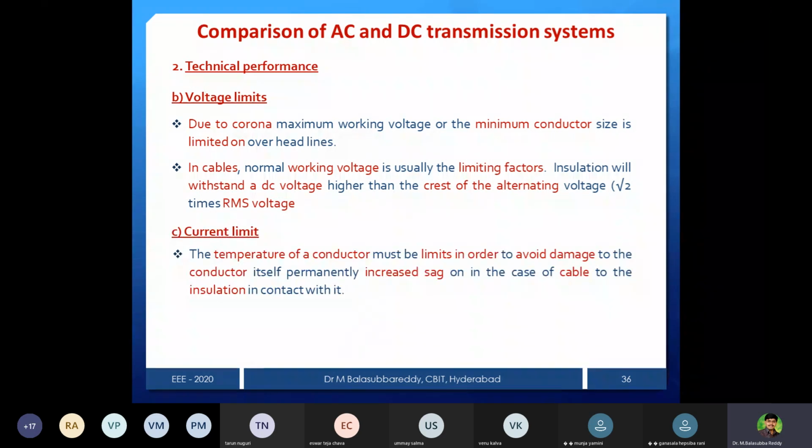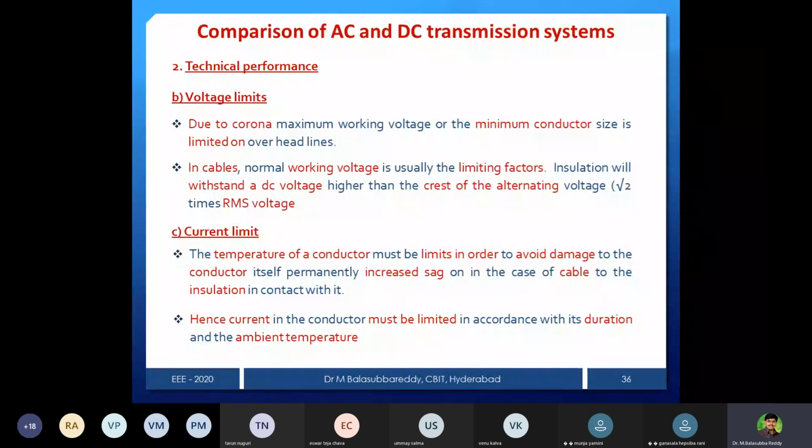But the current limit, you can see the temperature is the problem. You can maintain the temperature within the limits. That is also decided by the power transferring capability. If we are transmitting more power, automatically the temperature rise will increase, and also because of that losses are there, that will increase the temperature, that leads to sag in the lines. All these things will arise in the current, hence the current in the conductor must be limited. It cannot be very high currents during the ambient temperature. All these things we have to check, and up to that maximum capability they will specify in each transmission line.